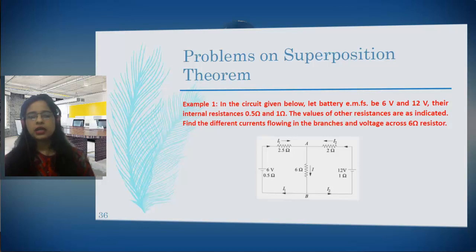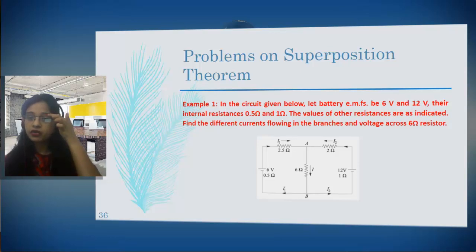In the very beginning I'll start with the superposition theorem. As discussed in the previous video, the superposition theorem is used to solve DC circuits which are of linear nature. So let us begin with the first problem. The circuit is shown in the given figure below.